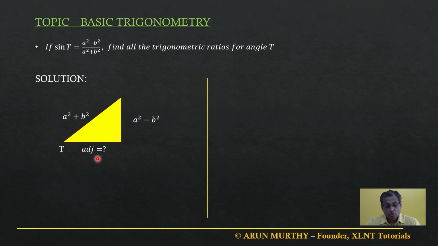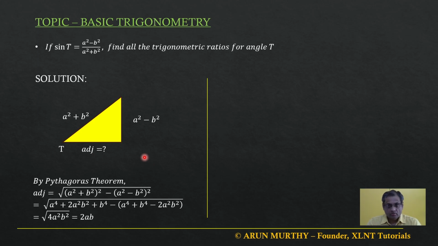side using Pythagoras theorem. So we know that in a right angle triangle, the square on the hypotenuse is equal to the sum of the squares on the other two sides. So use the Pythagoras theorem and solve for the adjacent side. You will get it as the square root of the hypotenuse square minus the opposite side square, which gives us the square root of (a² + b²)² − (a² − b²)².